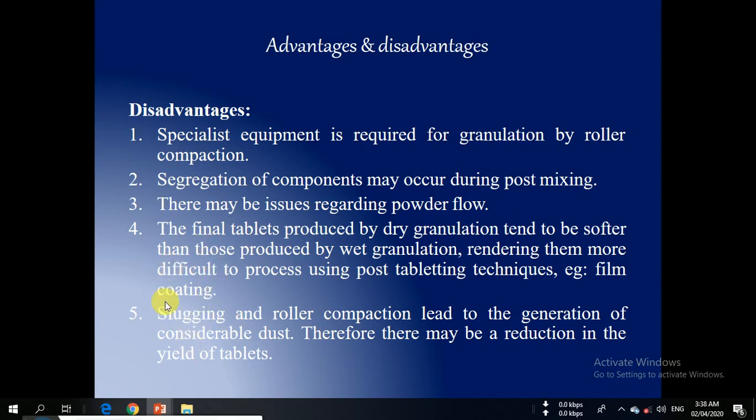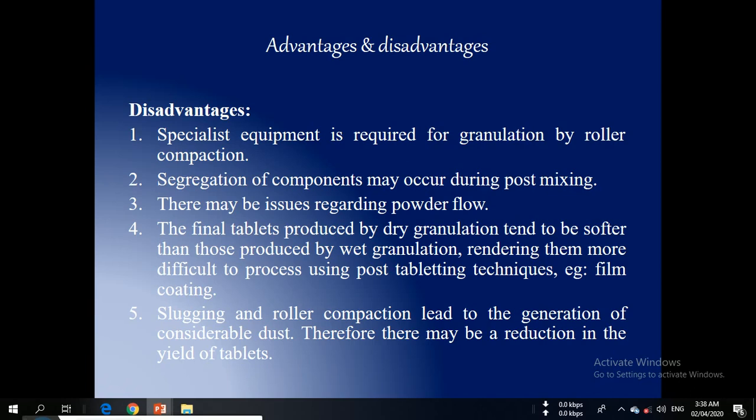And the fifth disadvantage is that slugging and roller compaction lead to the generation of considerable dust. Therefore, there may be a reduction in the yield and production of the tablet. So it also comes under the category of disadvantage.